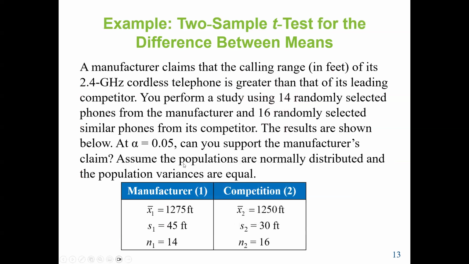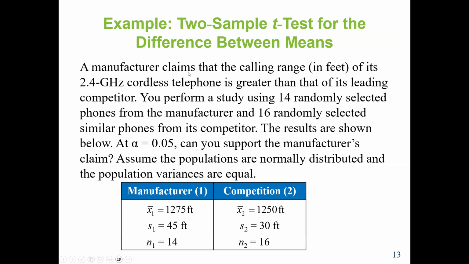Now, let's try another question here. A manufacturer claims that the calling range in feet of his 2.4 gigahertz cordless telephone is greater than that of his leading competitor. You perform a study using 14 randomly selected phones from the manufacturer and 16 randomly selected similar phones from its competitors. The results are shown below. At alpha 0.05, can you support the manufacturer's claim? Assuming the populations are normally distributed and, this time, the population variances are equal.